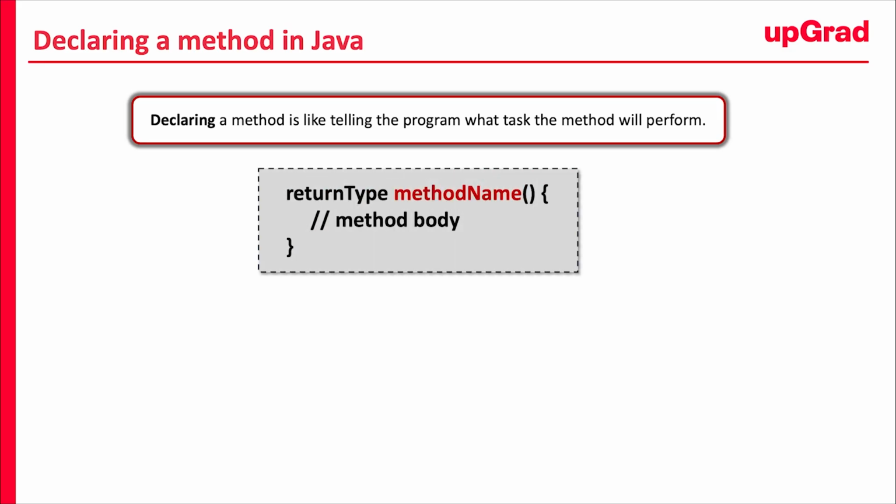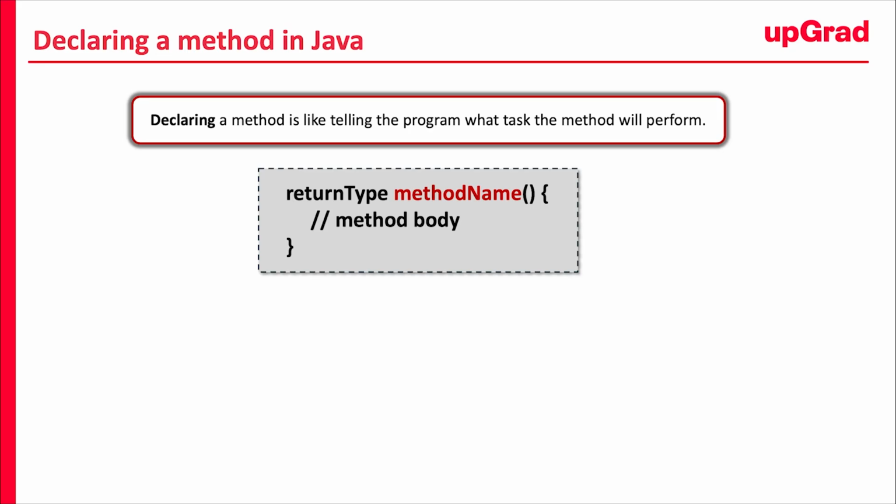First there is a return type, then the name of the method, which is the method name, and after that there's a parenthesis, and inside the block of code there's a method body. Now let me explain what a return type is, what a method name is, and what a method body is.